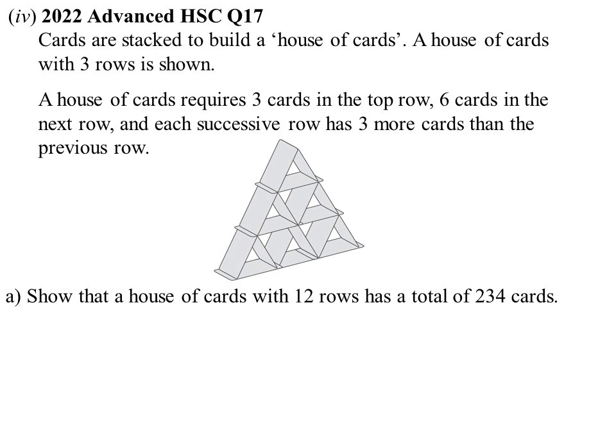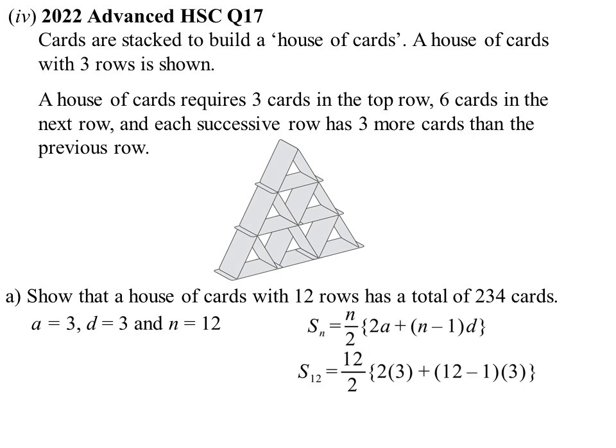We had to show that a house of cards with 12 rows would have 234 cards altogether. So the first term, well, 1 house of cards had 3 cards. We're adding 3 cards each time, so the difference is 3. Number of rows is 12, so there's our information. Sub it into our formula. So sum to 12 would equal this particular thing.